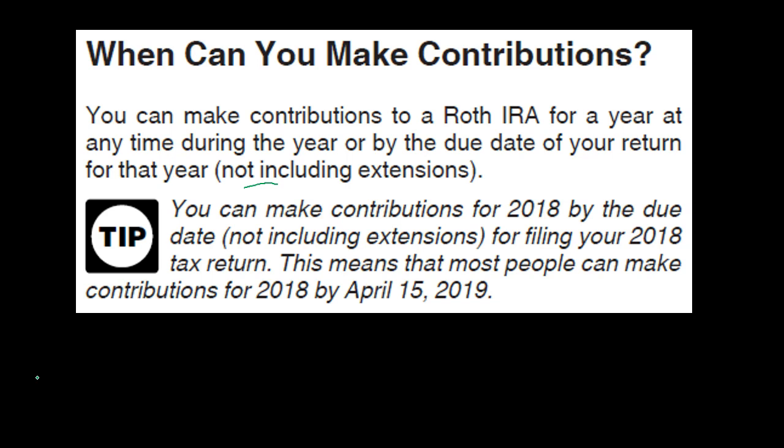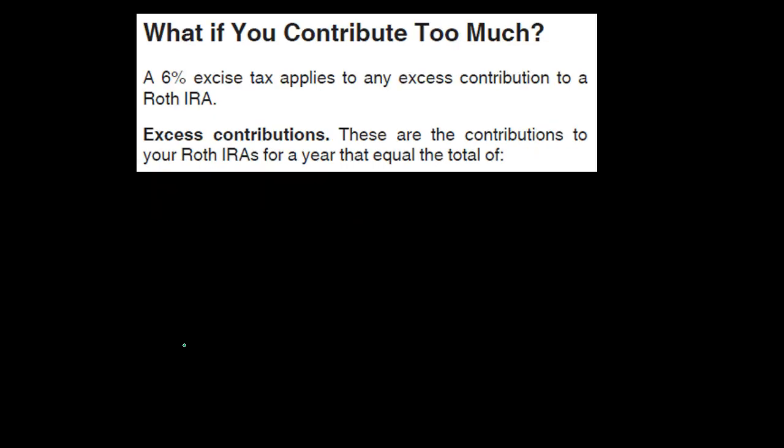You can see how that would get kind of confusing because then you'd be making payments late into 2019 for 2018. So they only give up to the date of the return for the original due date, not including that extension amount. Back to the text. For filing your 2018 return, this means that most people can make contributions for 2018 by April 15th of 2019.